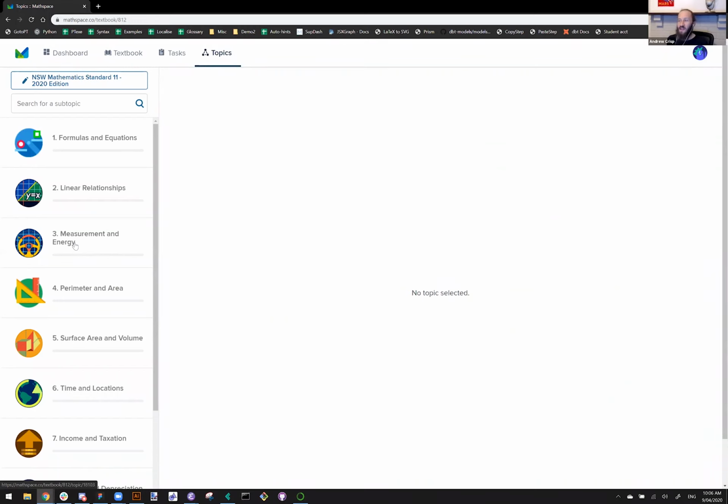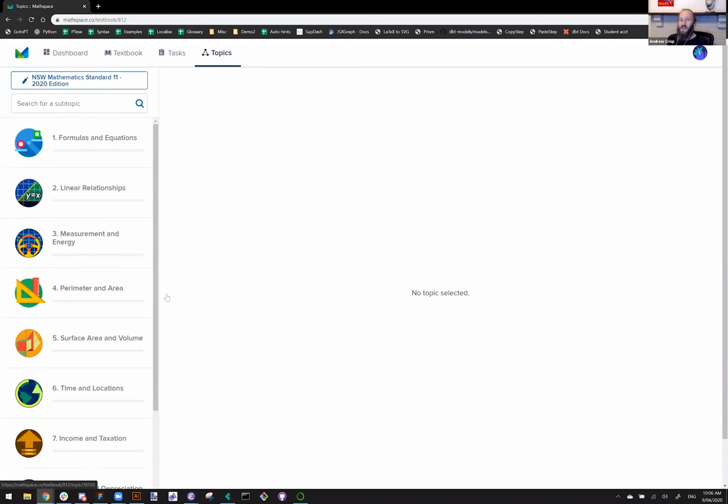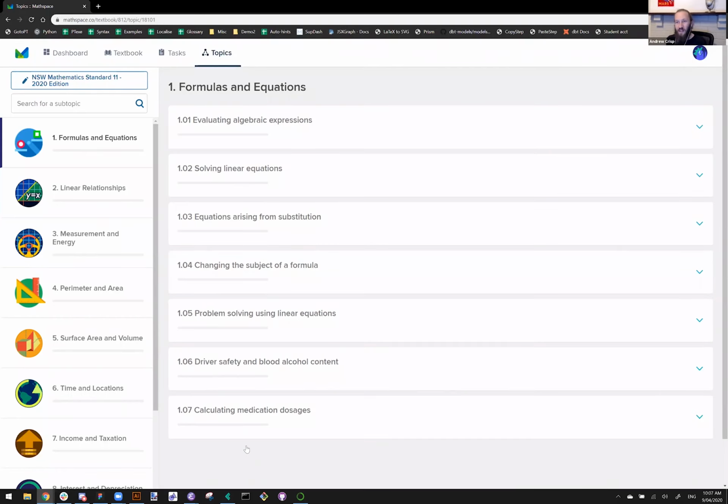Whenever I interact with students and they're having difficulties with perimeter and area, or with data or with interest, a lot of the time we can trace that misunderstanding down to some misunderstanding that occurs here at formulas and equations. So if you click on formulas and equations from your own topics page, you'll see what we call the subtopics in Mathspace come up. This topic happens to have 7 subtopics.